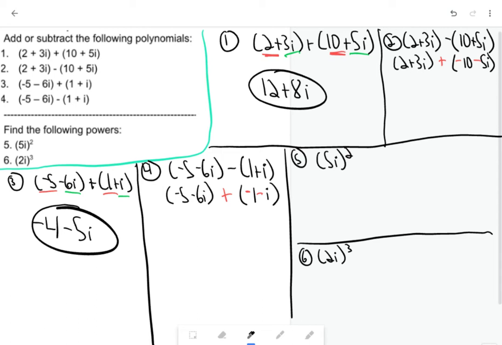And then we will combine like terms like we normally do. So on number 2, I have 2 and negative 10, and then I have 3i and negative 5i. If I combine those, 2 and negative 10 is going to become negative 8, and 3i and negative 5i is going to become negative 2i. So I end up with negative 8 minus 2i.